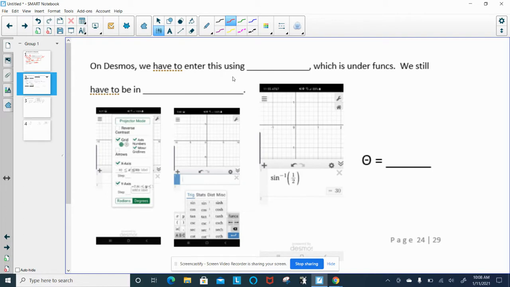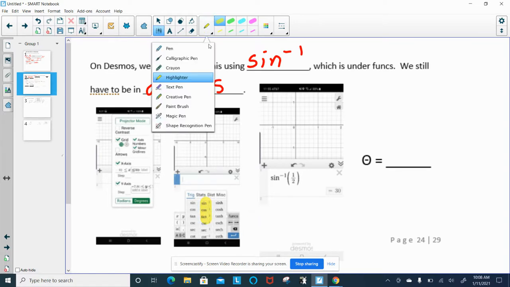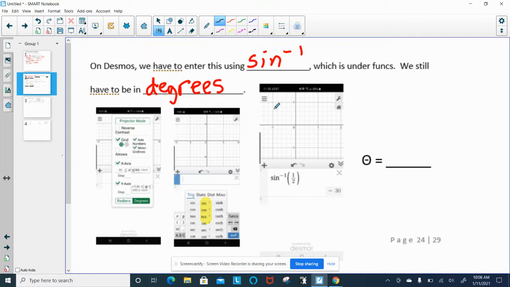So in Desmos, we have to use this. I'll write it again, which is under the funcs or the functions menu. We still have to be in degrees. And if we go to the functions menu and we look in the middle column, you'll see the sine inverse, cosine inverse, tangent inverse. And we can click on that and then enter the 1/2.